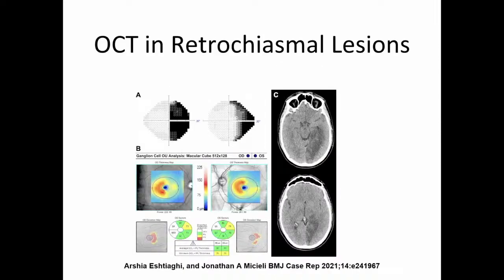What about retrochiasmal lesions? This is a patient with a stroke on the left, and with the right homonymous hemianopsia, and you can see here there is a homonymous type of ganglion cell loss. So again, the OCT can also be of localizing value, just like the visual field, for localizing where the lesion is.